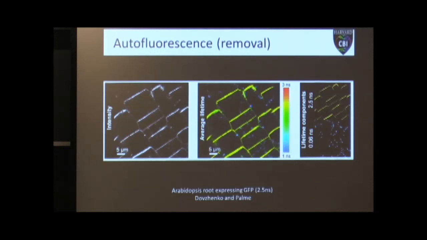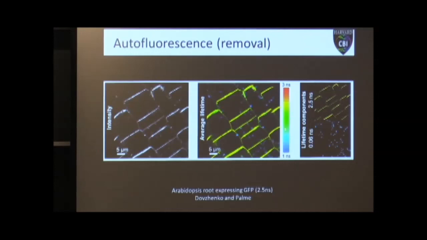Just like we do with spectral imaging on our confocals right now, where we take a spectra of the autofluorescence and we can filter that out from the spectra from our dyes, you can do the same thing if your autofluorescence has a different lifetime. So here, this is just an image of an Arabidopsis root that's expressing YFP, so the strong signal along the membrane here is YFP. But you can see there's also all of these intracellular little dots, background autofluorescence.